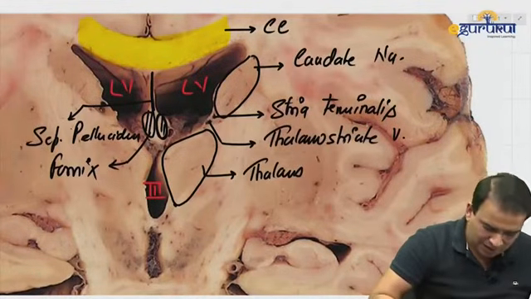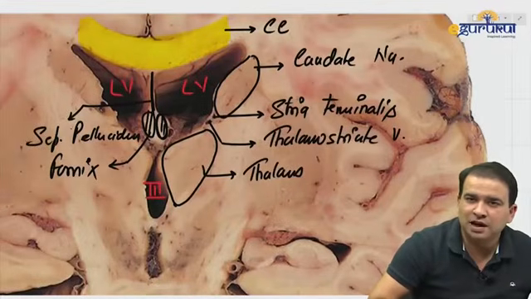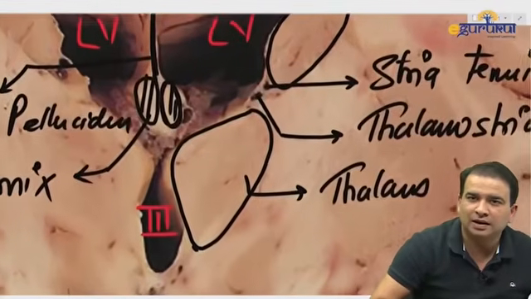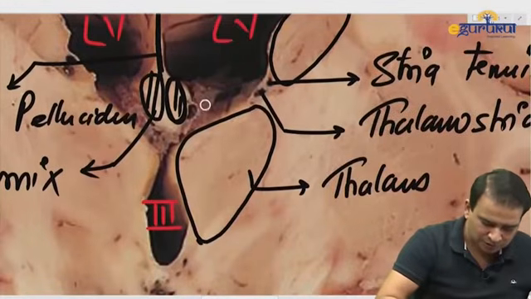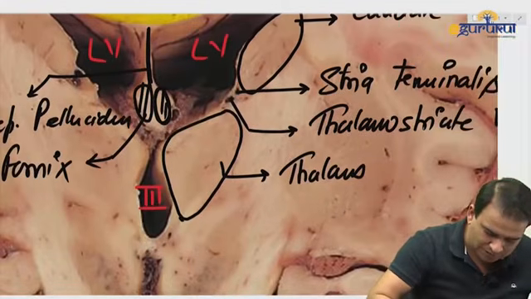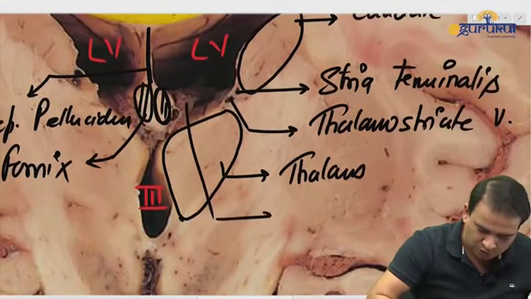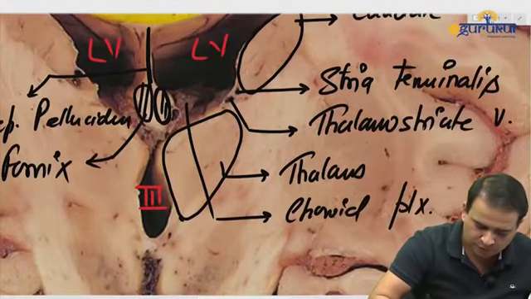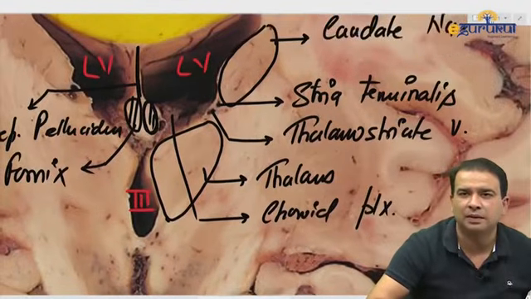And lastly, if you can see it in this section, let me just enlarge it for you for one sec. Look at that. Can you see in the floor here some roughened structure? This is nothing but the choroid plexus. So guys, even choroid plexus is also contributing to the floor of the lateral ventricle.